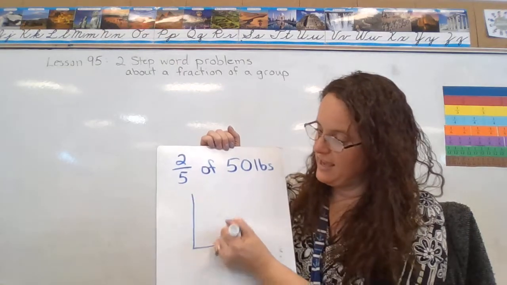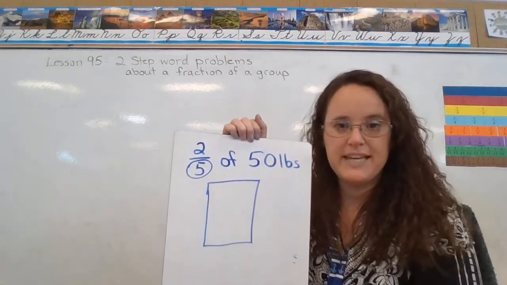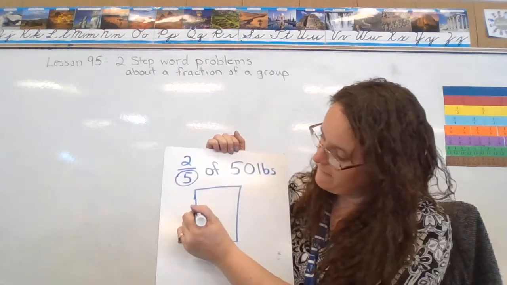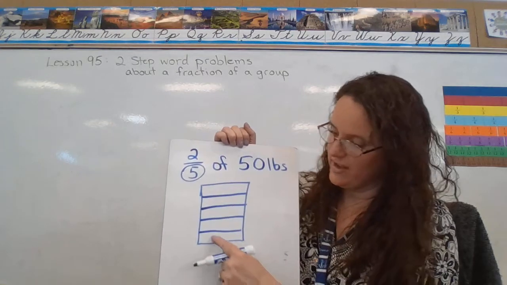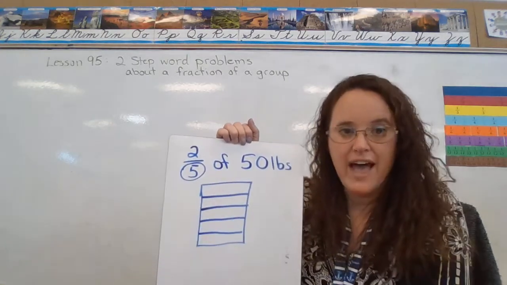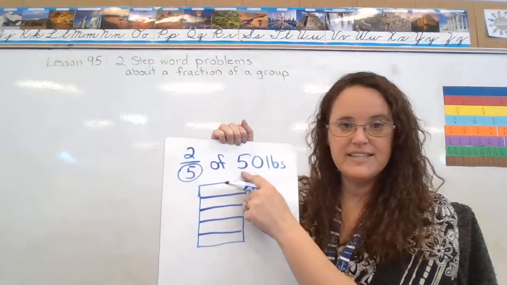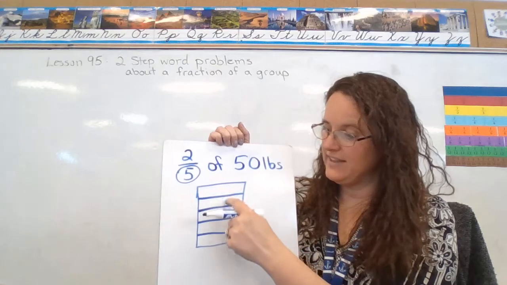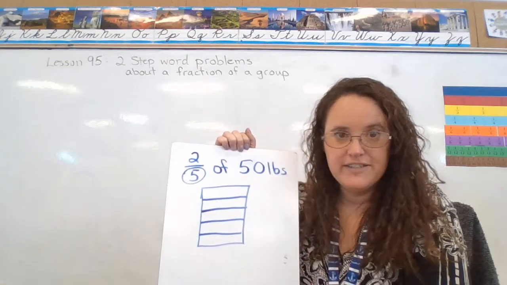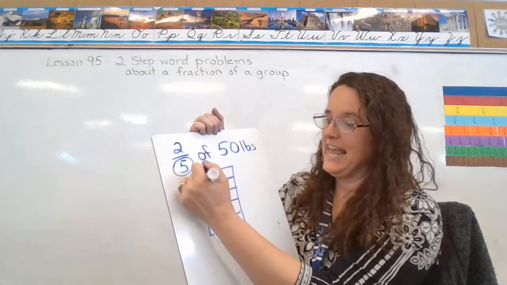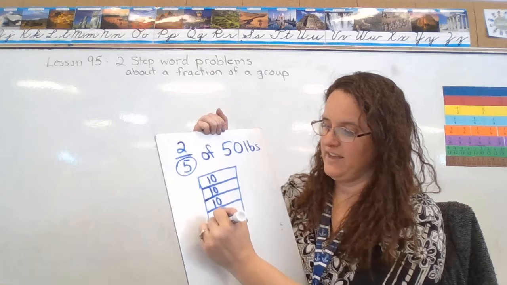We just make a rectangle. But this time, look at my denominator. I'm dividing it into fifths. So I have 1, 2, 3, 4, 5 equal pieces. I have to split these 50 pounds evenly into my 5 equal groups. Well, 50 divided by 5, again, is 10. So I'm going to have 10 pounds in each of my fifths.